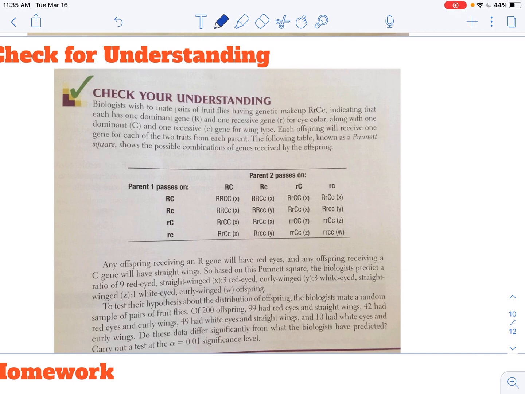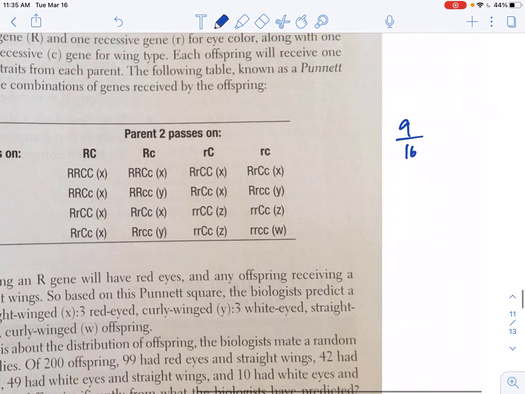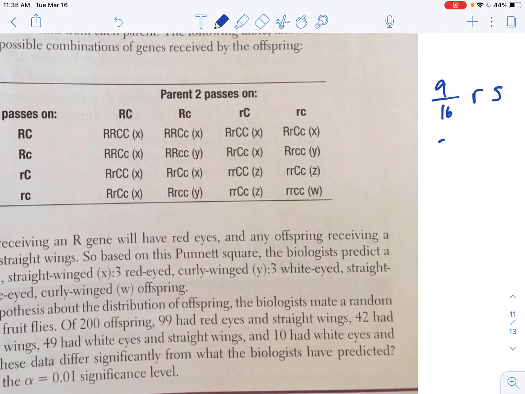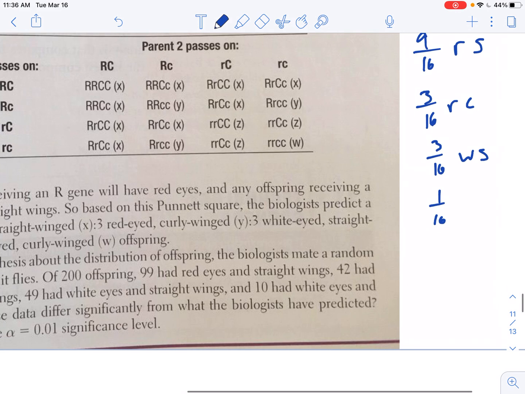So we are expecting 9/16 red-eyed straight-winged. We are expecting 3/16 red-eyed curly-winged. We are expecting 3/16 white-eyed straight-winged, and we are expecting 1/16 white-eyed curly-winged.